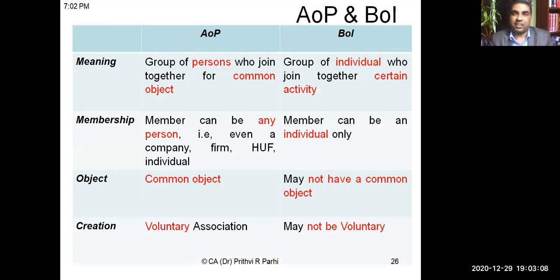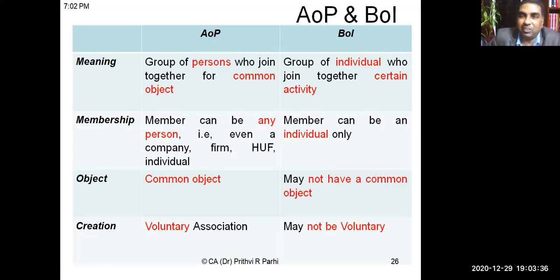Now, the next category of persons we will be learning is AOP and BOI. Can you tell me what is AOP and what is BOI? AOP is Association of Persons, and BOI is Body of Individuals. So BOI stands for body of individuals. That means all the members of this body are definitely individuals or not?